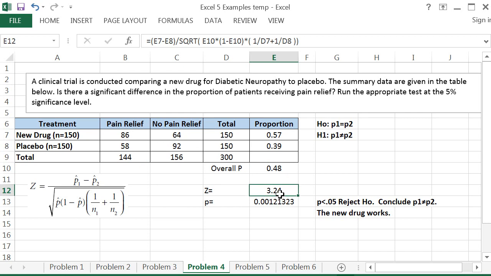To compute the test statistic, Z here, which turned out to be 3.24, I entered the formula for this test statistic into Excel. I had to take the two sample proportions, the difference between those, so that's the 57 and the 39. That's this part here, E7 minus E8, because this is E7, this is E8. And then we're dividing by, all of this is inside the square root. So SQRT, and then p hat times 1 minus p hat. p hat was this entry here, which is E10, times 1 minus E10.